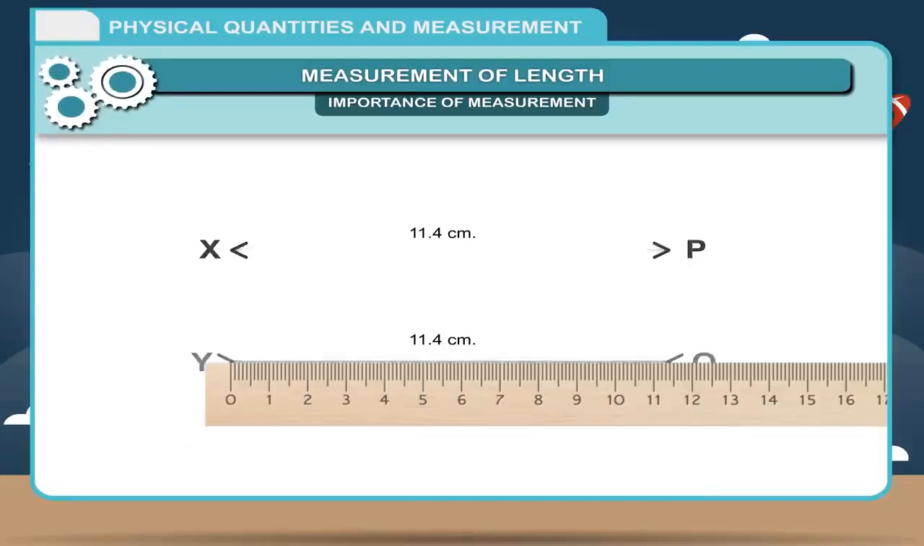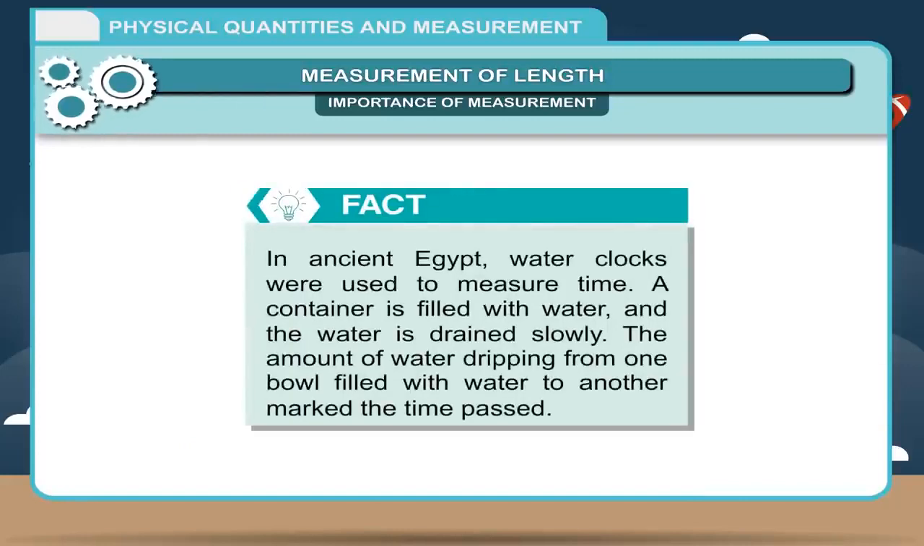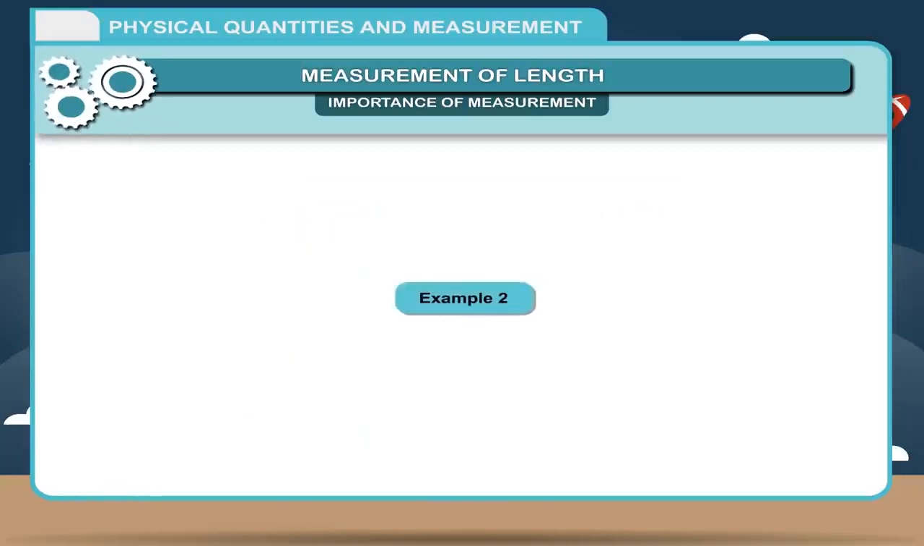measure the length. Fact: in ancient Egypt, water clocks were used to measure time. A container is filled with water and the water is drained slowly. The amount of water dripping from one bowl filled with water to another marked the time passed.